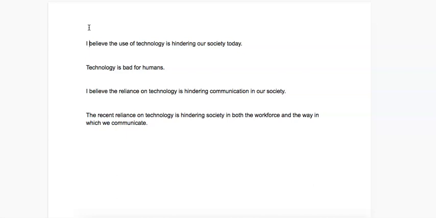Sometimes it's hard for a student to realize that and they really want to start off with I believe. Again, it's fine if they do that as long as they go back and take it out to rework their thesis for that to be not included.